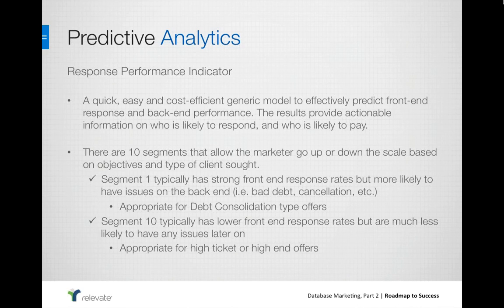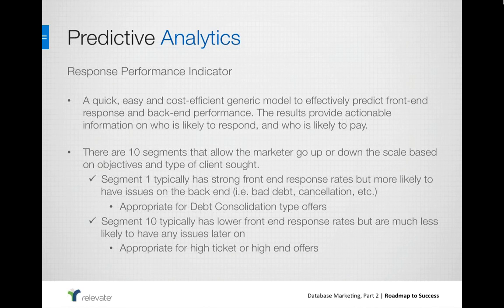Okay. These previous few slides have reviewed the process involved and the end results when creating a custom model for a client. In addition to custom models, Relevate can also provide a generic segmentation tool called RPI, or Response Performance Indicator. RPI is a quick and easy, cost-efficient way that predicts general front-end response and likely back-end performance. The results provide actionable information on those that are likely to respond and also likely to pay.